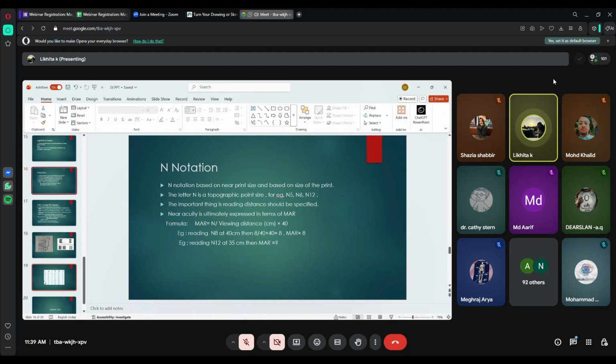So for example, if a patient reads N8 at 40 centimeters, then 8 divided by 40 into 40 equals MAR. Then MAR equals 8 arc minutes. Another example, if the patient reads N12 at 35 centimeters, then what is MAR?